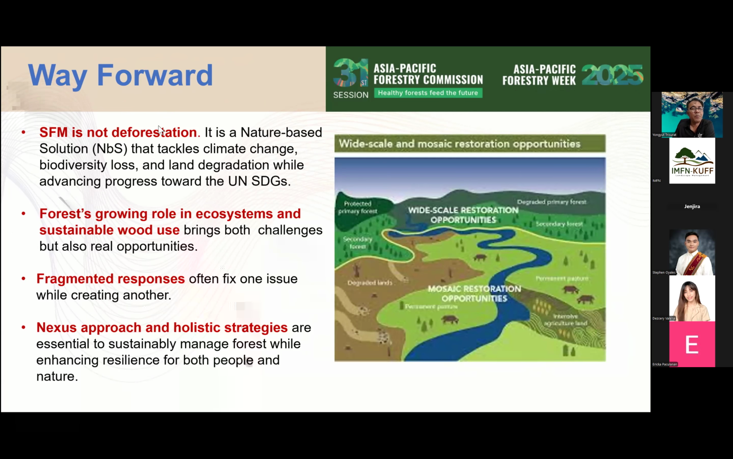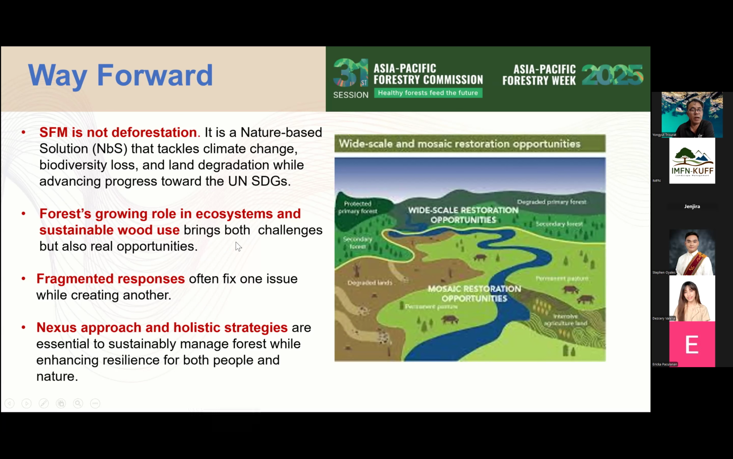So in the end, sustainable forest management is not just forest maintenance. It is a nature-based solution that tackles climate change, biodiversity loss, and land degradation, and advances or promotes the implementation of the UN SDGs. So forests have a growing role in the ecosystem and stewardship, being both a challenge and an opportunity. For example, the EUDR and several international interventions.